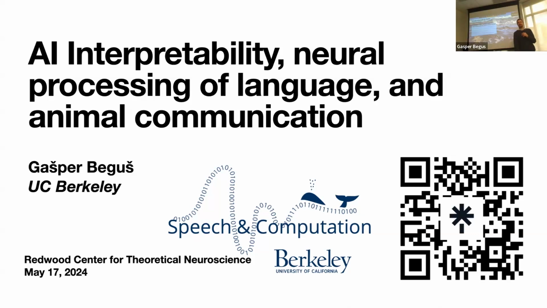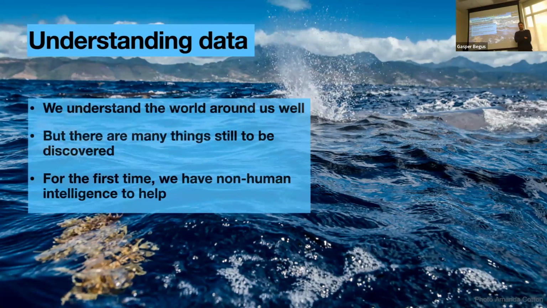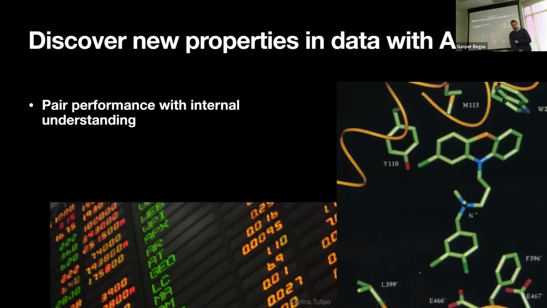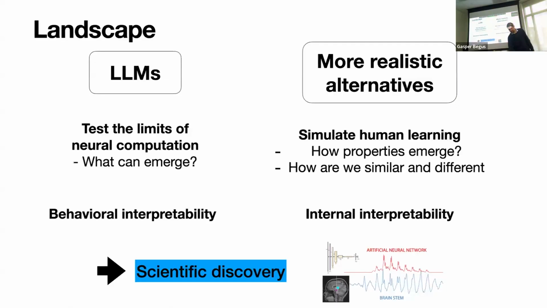So we understand the world around us pretty well, hopefully, but there are a lot of things still to be discovered, hopefully. For the first time, we have non-human intelligence that can help us in discovery. And there are a lot of opportunities because the AI models are performing really well. So the performance is great. And you can imagine that if you pair the performance with internal causal interpretability, where you can understand what each unique part of the network is doing, or at least a subset of parts of the networks, then that has huge potential for causal insights for any data type.